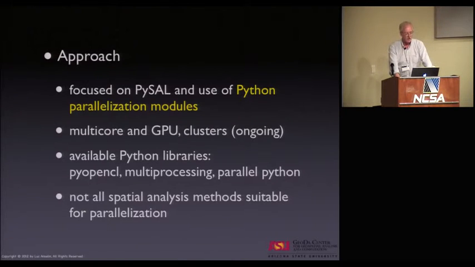And so as part of our research, we've been looking at different Python libraries for parallelization, and initially focused on multi-core and GPU environments, not so much on clusters yet, which is ongoing. And very quickly we discovered, and this has also been mentioned this morning, not everything can scale very well. In fact, several spatial analytical problems don't scale well at all as is. You really have to rethink them and rethink the way you do them.